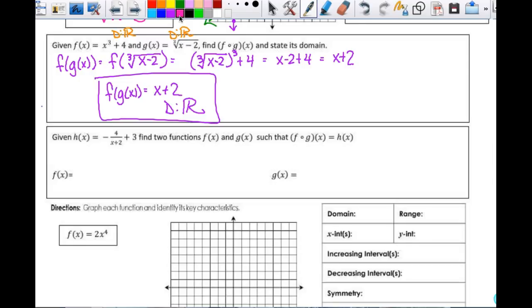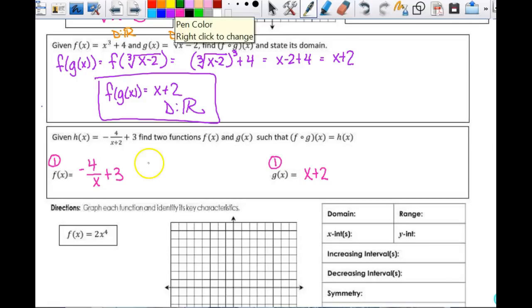But if I just take this x plus 2 and make that my g of x, then that would mean my f of x would have to be negative 4 over x plus 3. Okay? So this is one option. This would be option number 1. Then I could have an option number 2 for f of x.